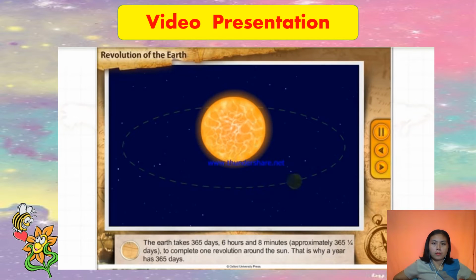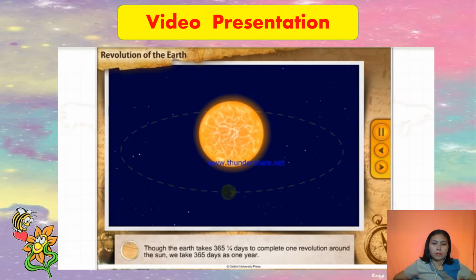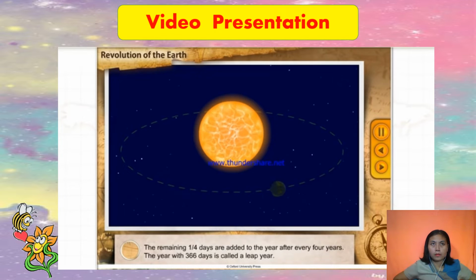The Earth takes 365 days, 6 hours and 8 minutes, approximately 365 and 1/4 days to complete one revolution around the Sun. That is why a year has 365 days. Though the Earth takes 365 and 1/4 days to complete one revolution around the Sun, we take 365 days as 1 year. The remaining 1/4 days are added to the year after every 4 years. The year with 366 days is called a leap year.